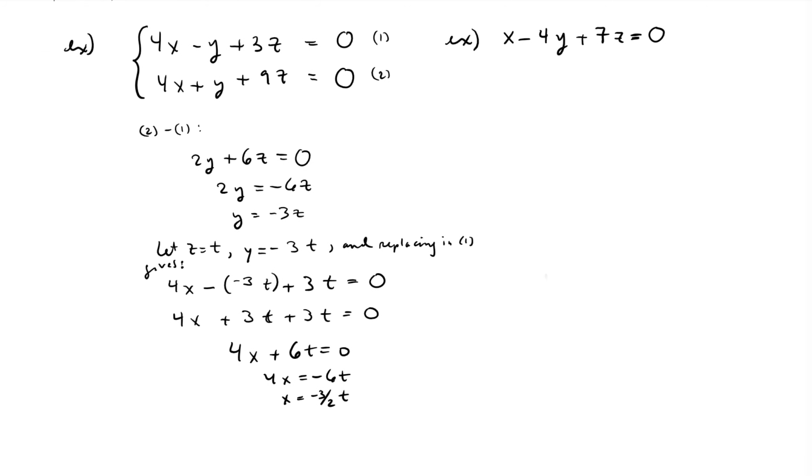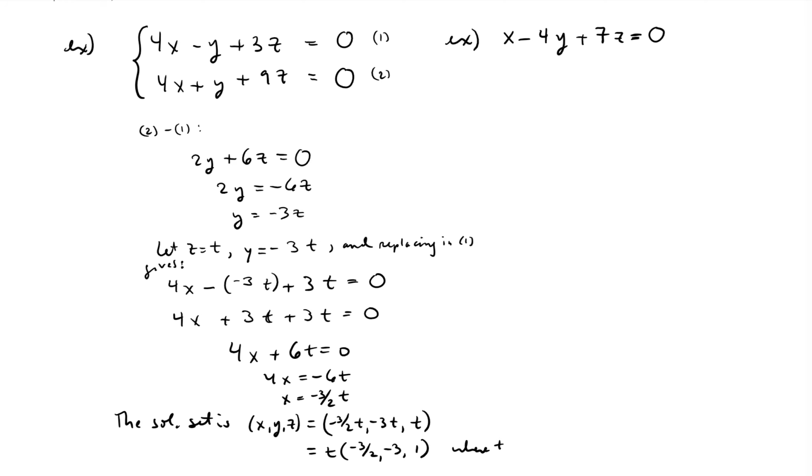So finally, what's my solution set? The solution set is (x, y, z) equal to (minus 3/2 of t, minus 3t, t), which I can write the following way by factoring the t out of the vector. So this is my solution set.